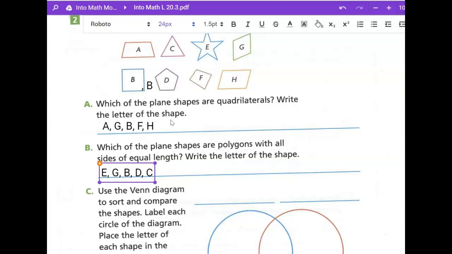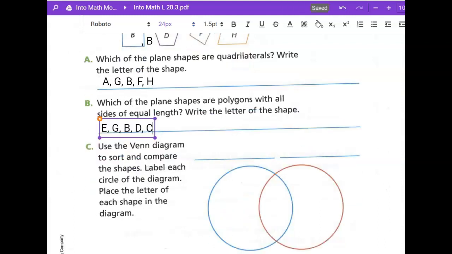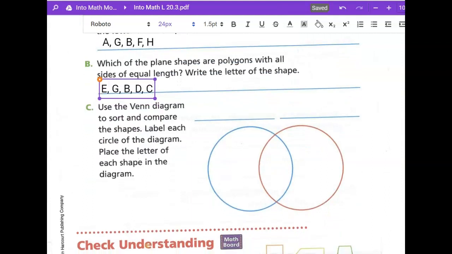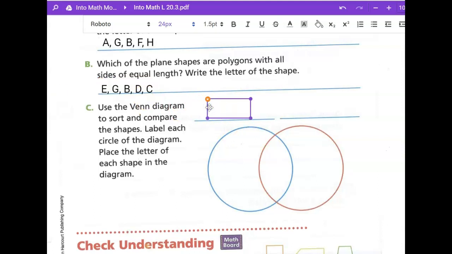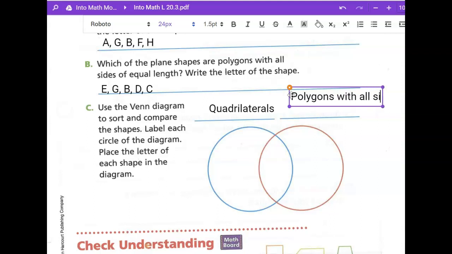Okay. Use the Venn diagram to sort and compare shapes. Label each circle of the diagram. Place the letter of each shape in the diagram. So we're going to label the blue circle as quadrilaterals. And we're going to label the red circle as polygons with all sides of equal length.